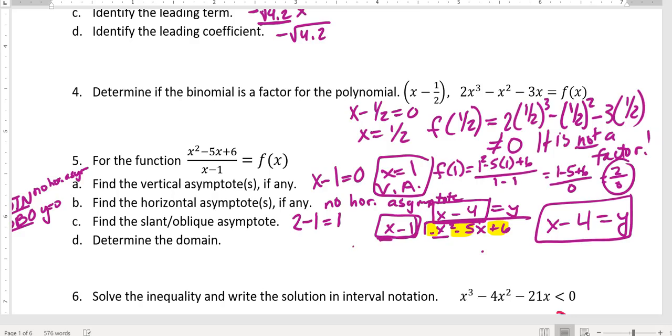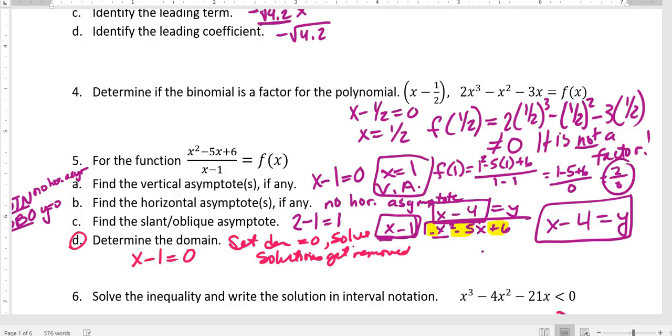I'm just realizing too, we skipped 4D. So let's go back and look at 4D. 4D says the domain. Well, the domain, we know that we're just going to set the denominator equal to 0. So you always set the denominator equal to 0 and solve. Whatever your solutions, they get removed from the domain. They're the bad solutions. They're going to make us have division by 0, which would be undefined.